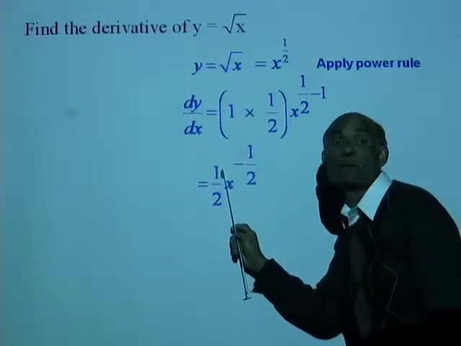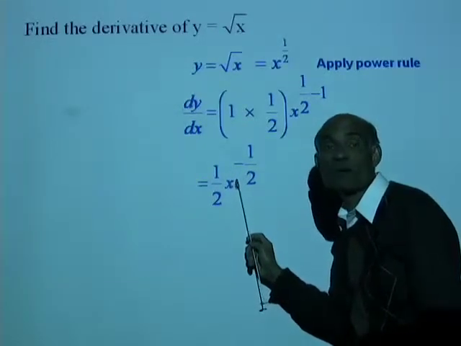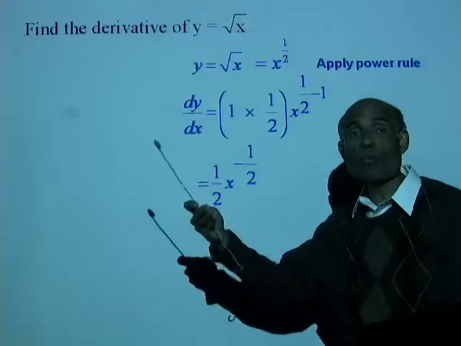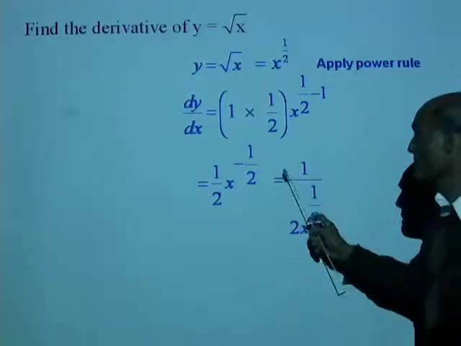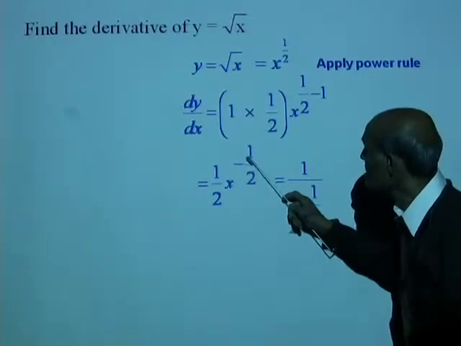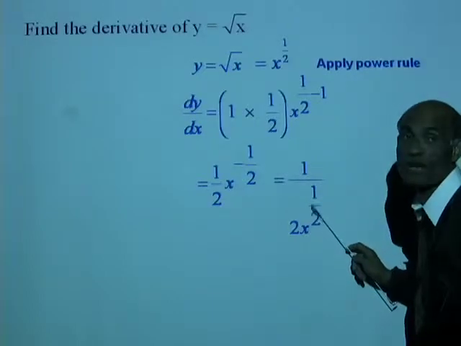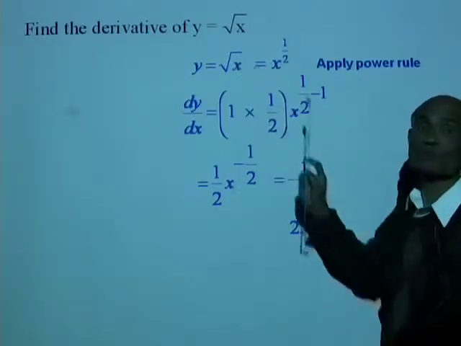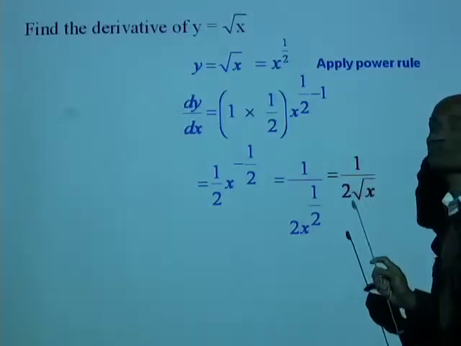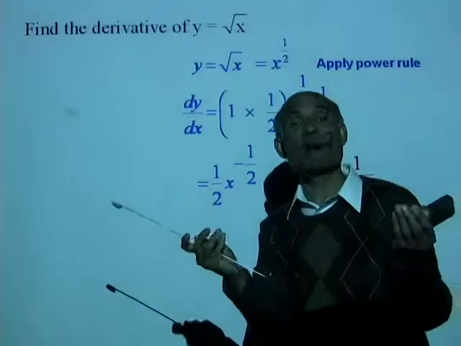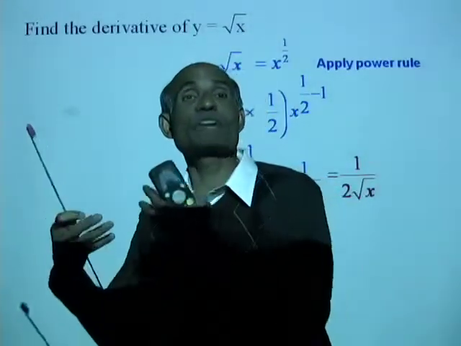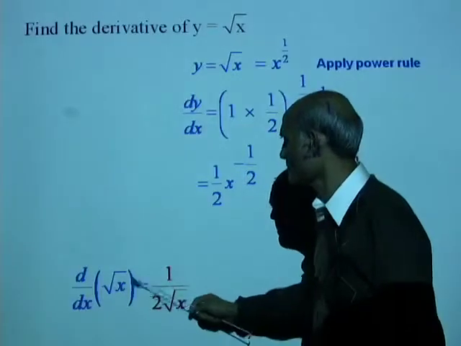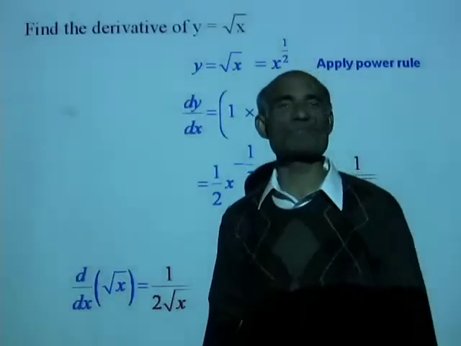And remember, a negative power can be made positive by taking the quantity to the denominator. So x to the power of negative 1/2 is the same as 1 over x to the power of 1/2. So this becomes 1 over 2 x to the negative half will become x to the power of positive 1/2 on the denominator. And now we write x to the power of 1/2 as square root of x. So the result is 1 over 2 square root of x. The same result we obtained by using the limiting value of its average rate of change. Alright, so the derivative of square root x with respect to x is 1 over 2 square root of x.